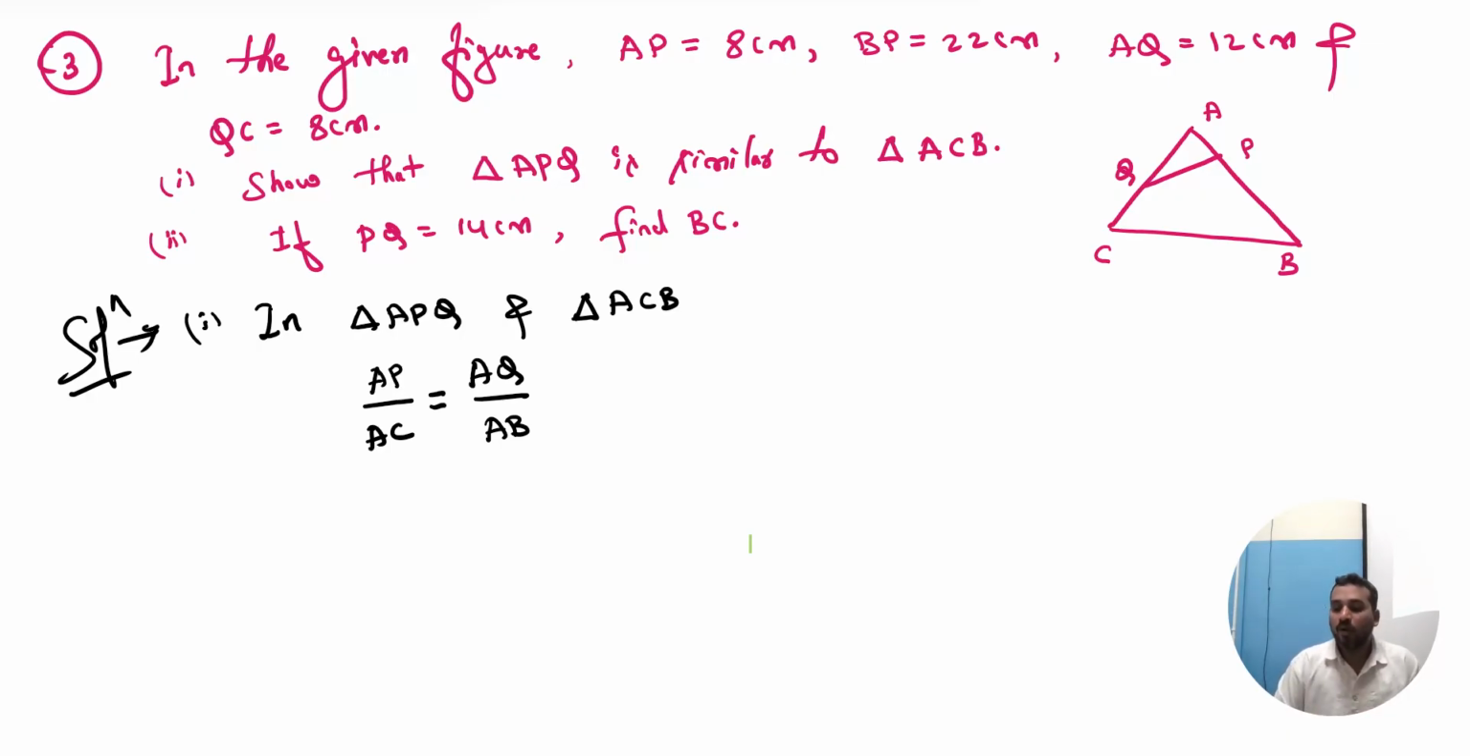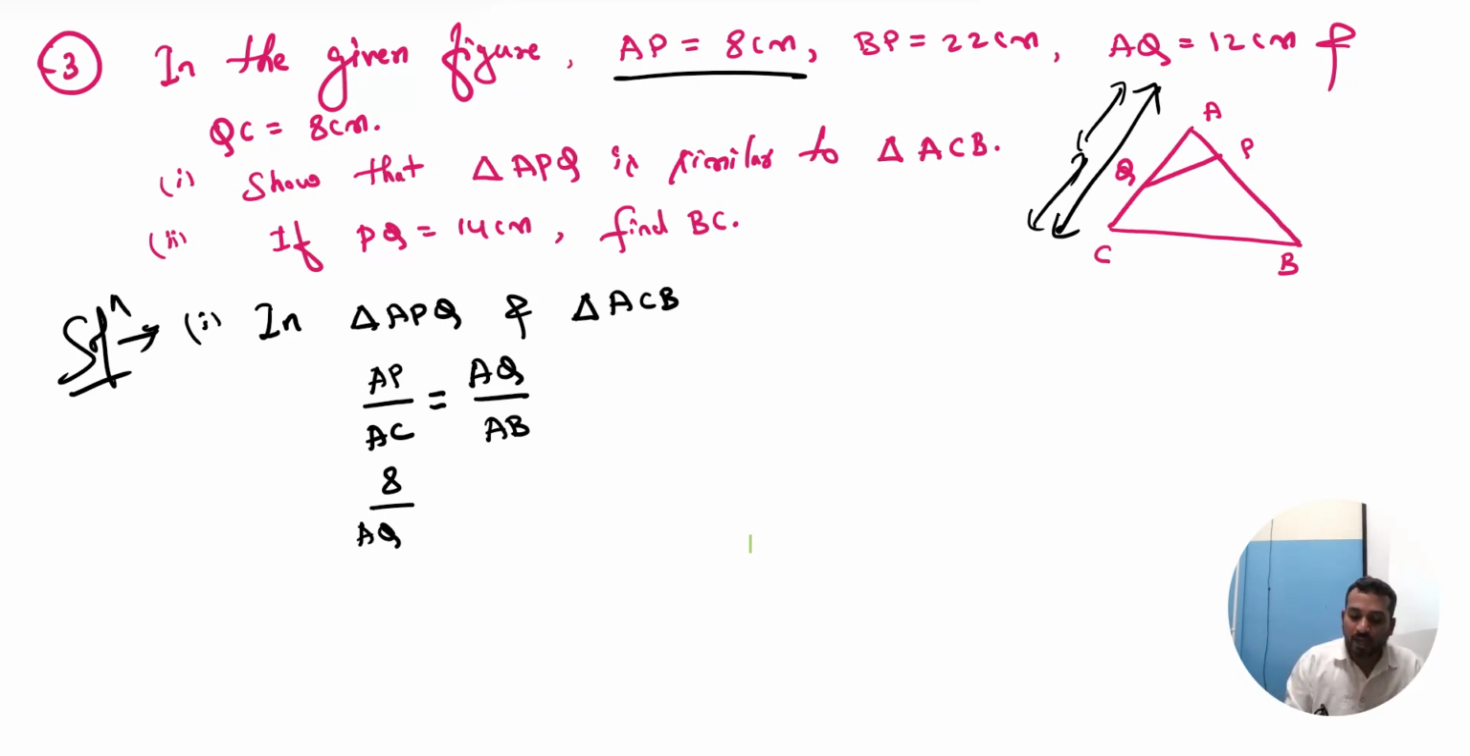Now tell me, what is side AP? They have given the value of AP. Yes. What is side AP? 8 centimeter. By AC. Did they give the value of AC? No, they have not given the value. But if you want to know this side AC, you have to add these two parts. Am I right? AQ and QC you should add. Yes or no? AQ plus QC will give you AC.